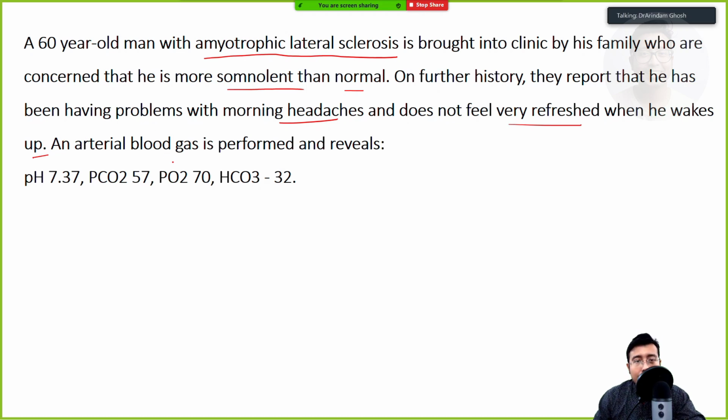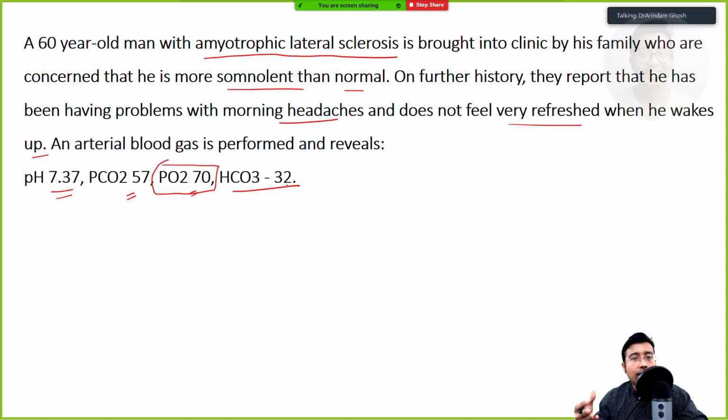So we do an ABG. What happens? pH 7.37, PCO2 57, PO2 70. This is PO2, right? Mind you, this is not oxygen saturation. If oxygen saturation is 70, the patient is almost gone. And bicarbonate is 32. So what is your diagnosis?